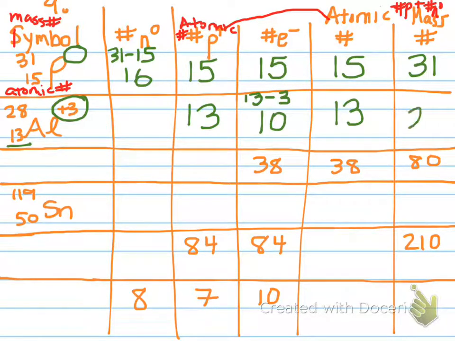The mass number is 28. That's our top number up here. So now to figure out the number of neutrons, I'm going to do 28 minus 13, which gives me 15.